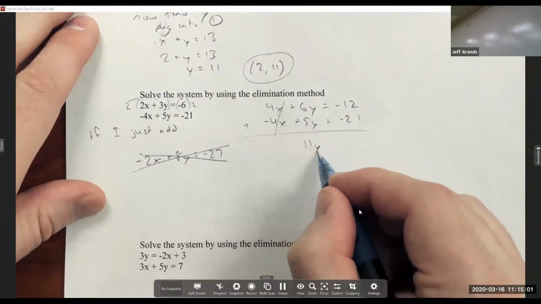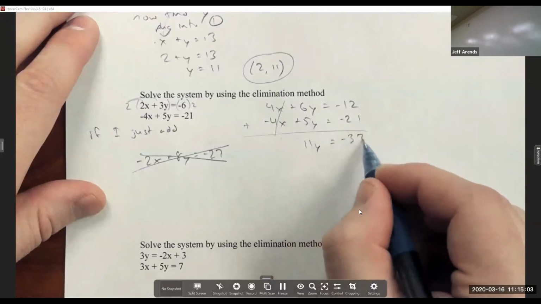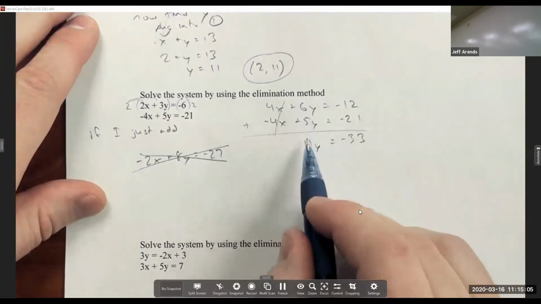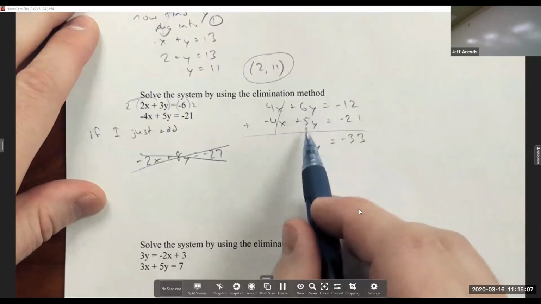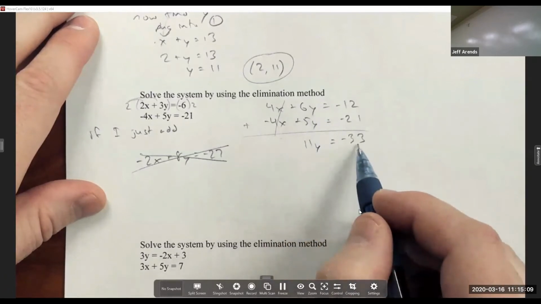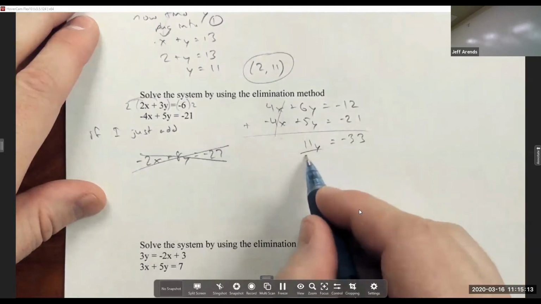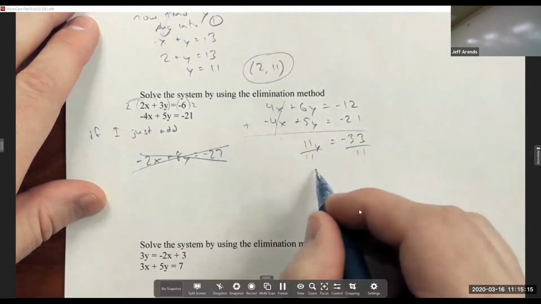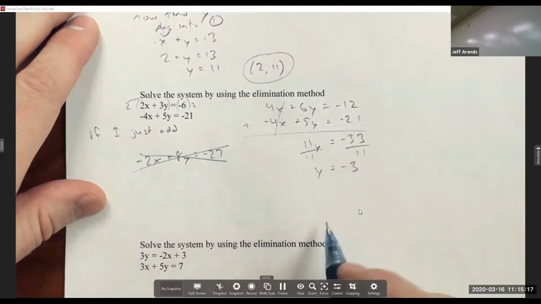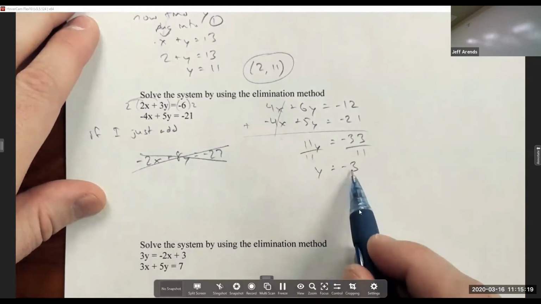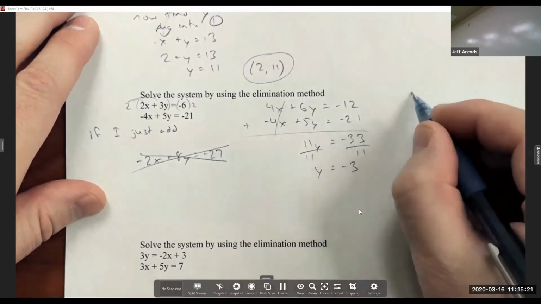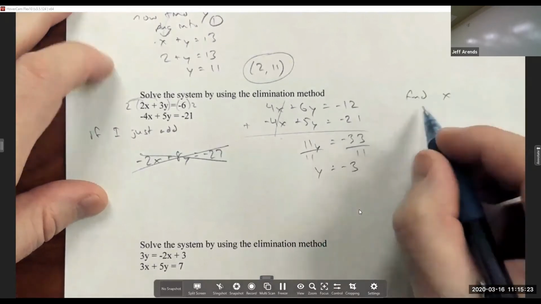Then I get 11y equals negative 33. So I'm in a situation where I eliminated one of the variables. This is why it's called the elimination method. I eliminated one of the variables, and that means I can finish solving this by dividing both sides by 11. I get y equals negative 3. Since I have my y coordinate, let's find the x coordinate.